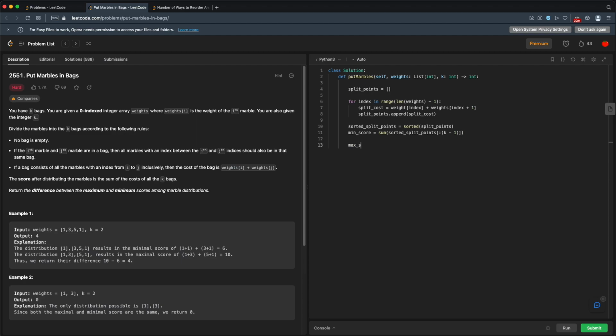Now our max score, well, this is going to be at the other end of our sorted split points here. So that'll be the sum of our sorted split points. And now we need to get the last k minus 1 elements. So this will be negative k minus 1 to the end. All right. And now we just return the result, which is our max score minus our min score.